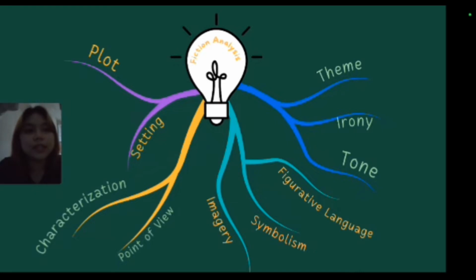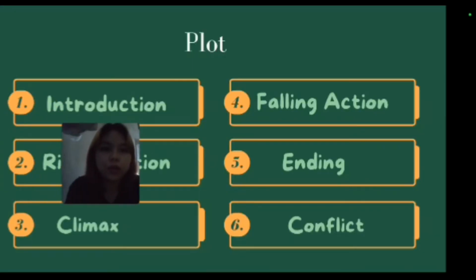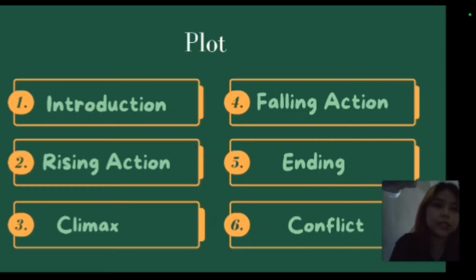I know that you are all familiar and have prior knowledge about this fiction analysis process, because we have already tackled this, and we have already done fiction analysis in our subject under Mrs. Sarakanlao. Now, for the first one, of course, we have plot, and in the plot, we have five elements. First is the introduction, then rising action, climax, falling action, and ending.